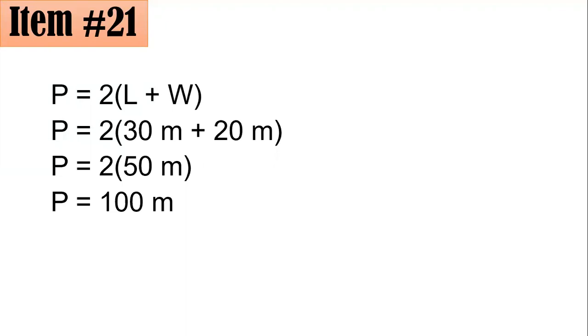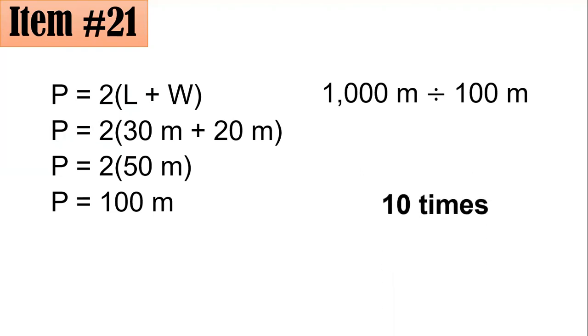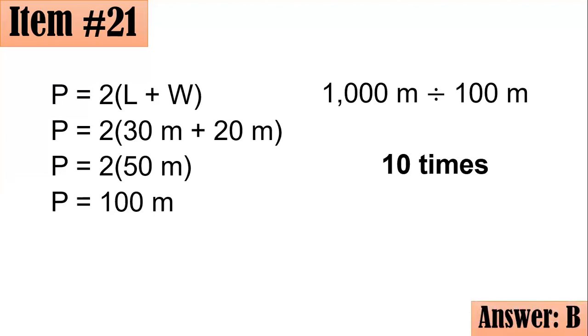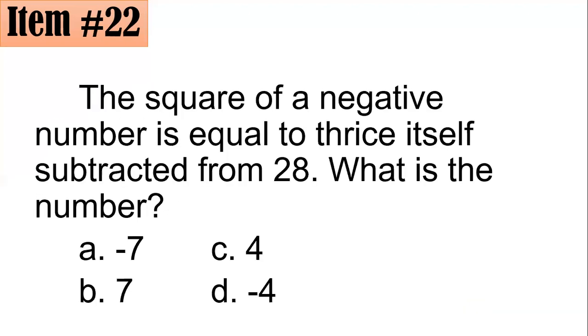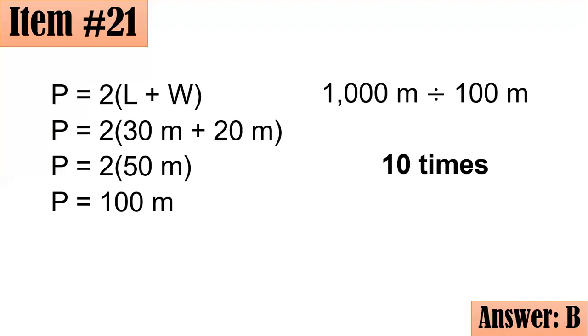Meaning to say, if you started from one point within the boundaries, within the side of a rectangle, and you travel all the way back to where you started, you traveled 100 meters. But remember that 1 kilometer is 1,000 meters, and dividing them, that gives us 10. Hence, you need to travel 10 times around the rectangle to ensure a distance of 1 kilometer. Letter B is the correct answer.